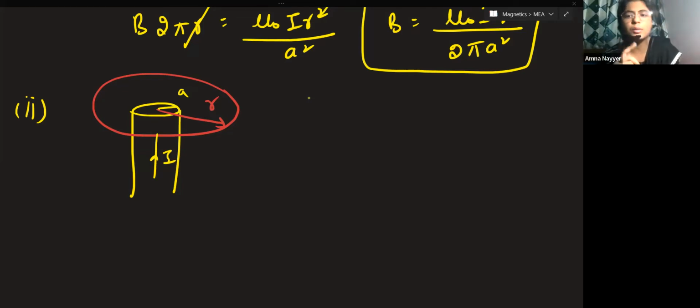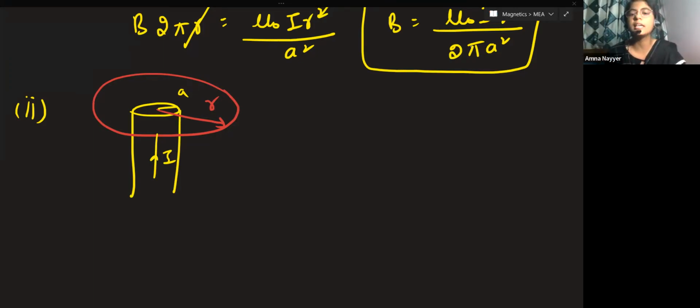In the first case, we had the current in a very small portion of the Amperian loop. So that's why we had to apply the unitary method. In the second case, the whole wire is included within the Amperian loop. So obviously the entire current will be enclosed, because you can see the current enclosed is I.